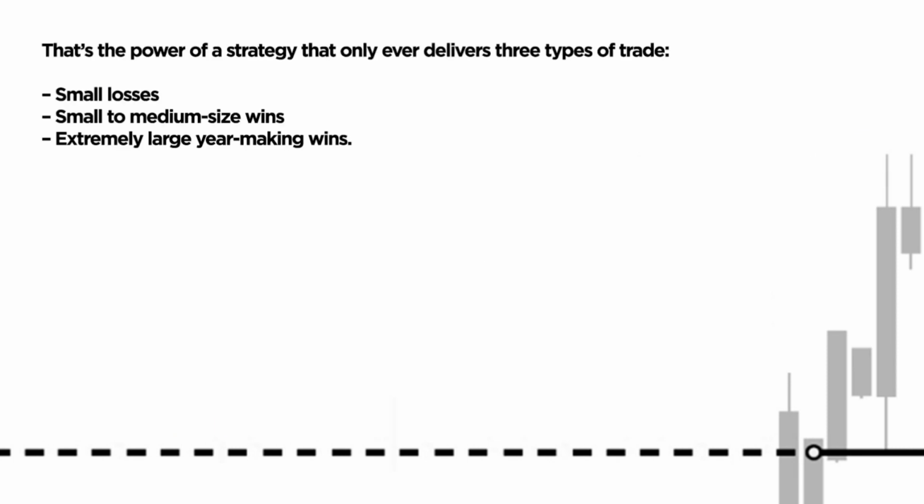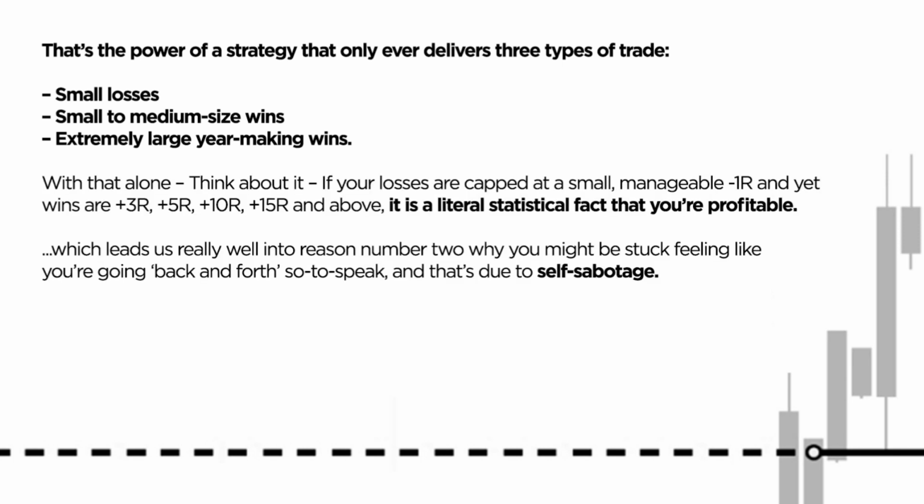That's the power of a strategy like this that only ever delivers 3 types of trades. So small losses, small to medium sized wins, and extremely large year-making wins, which is what we've just had this week. And with that alone, think about it. If your losses are capped at a really small, manageable -1R, and yet wins are 3R, 5R, 10R, 15R and above, it is a literal statistical fact that you're profitable. You cannot not make money using this strategy, as long as you follow the rules and take every trade, of course.